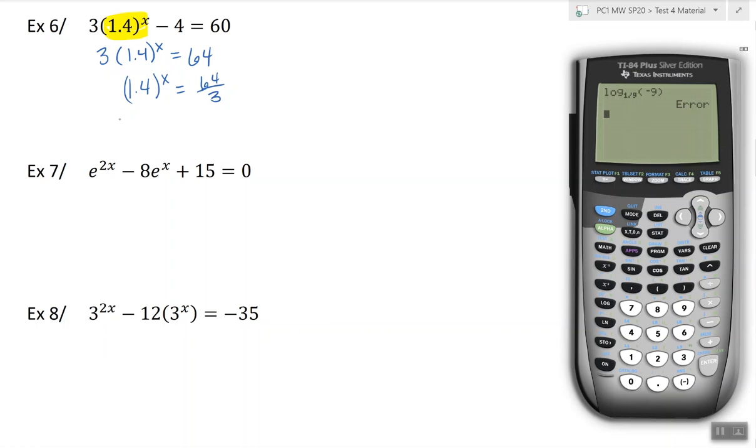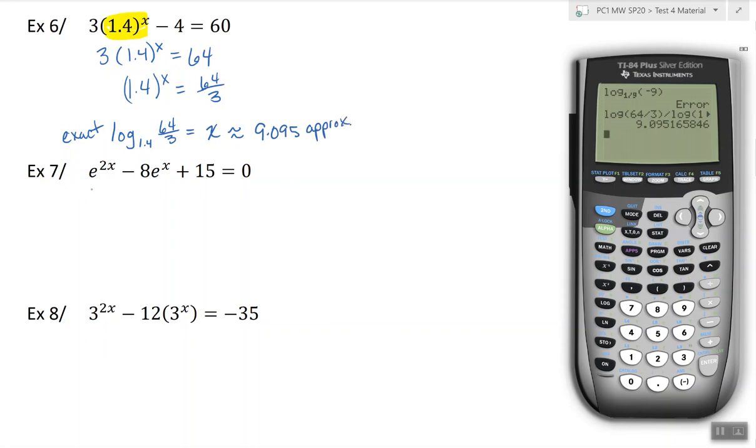And now I can change to log form. I'm going to have log base 1.4 of 64 thirds equals x, and use your calculator to figure that. Log of 64 thirds, and divide that by the log of 1.4, just using the change of base formula, and I get this as my exact answer, and my approximate answer is 9.095 to the thousandths place.